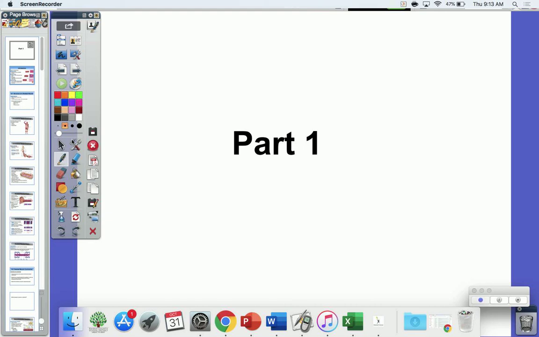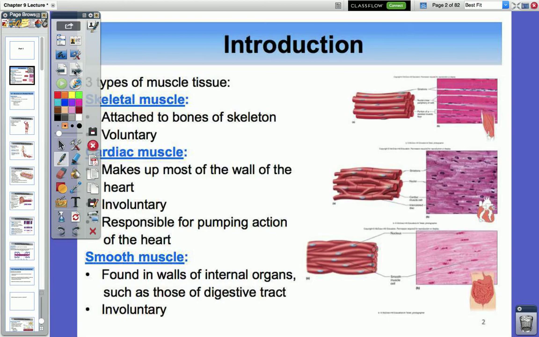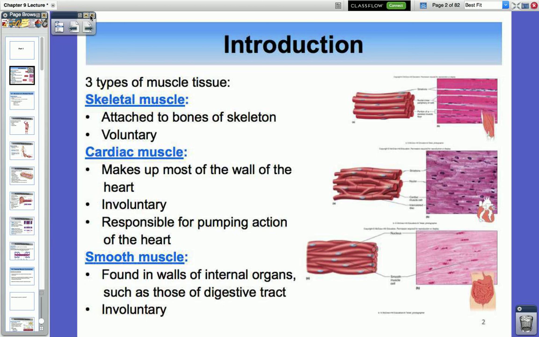Okay, so first thing again is the basic types of muscle tissue. We have three types of muscle tissue, and we've mentioned these before. This chapter will primarily focus on the function of skeletal muscle and how it contracts. And of course, for the cardiovascular system, you'll talk more about cardiac muscle and smooth muscle. We talked about them in several chapters as well.